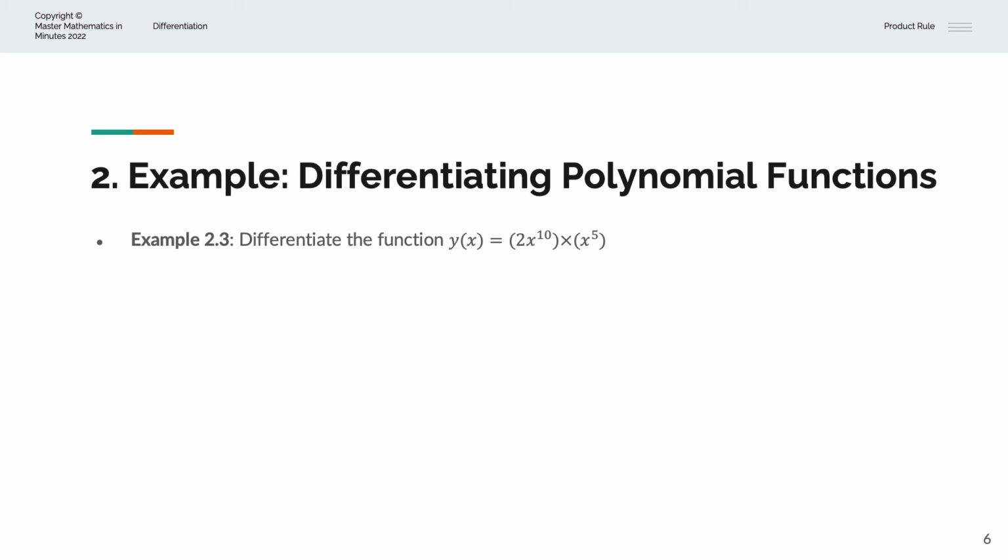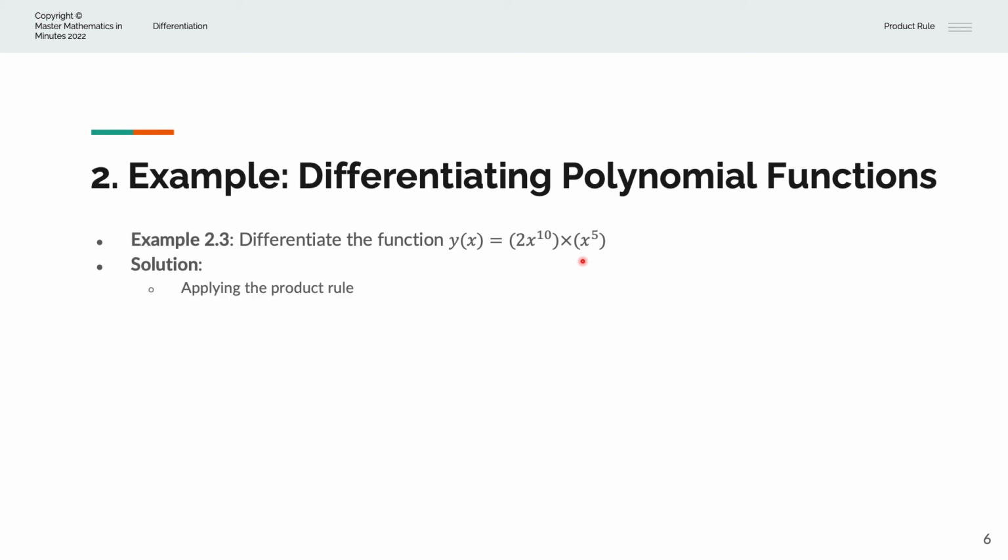So in the third example, we're asked to differentiate the function y(x) = 2x^10 times x^5. So again, this is a product of two functions. The first term is here, and that is the second term. And so we're able to apply the product rule.